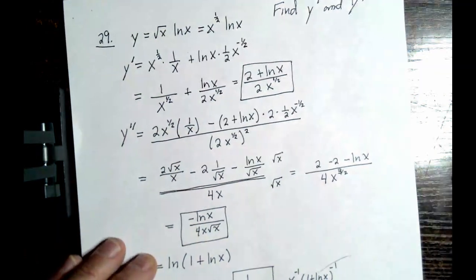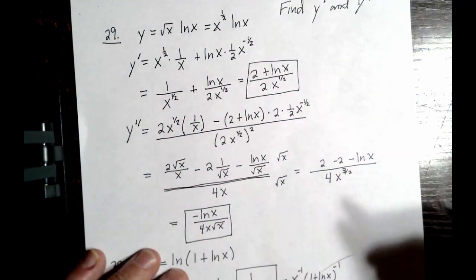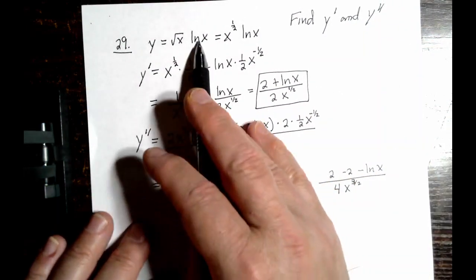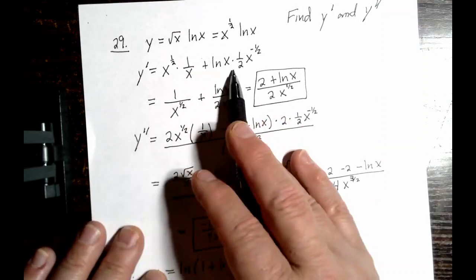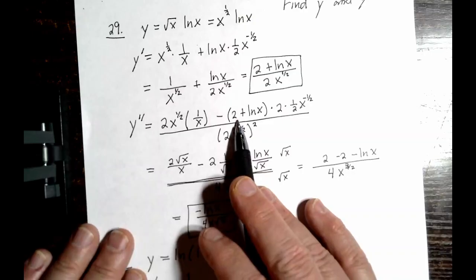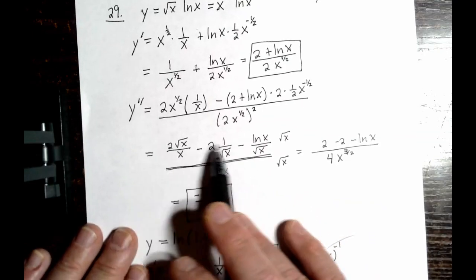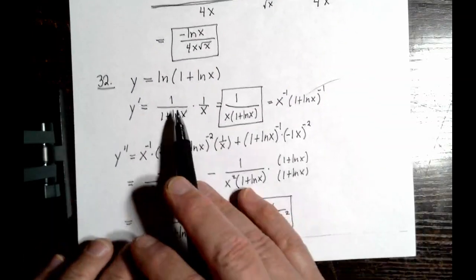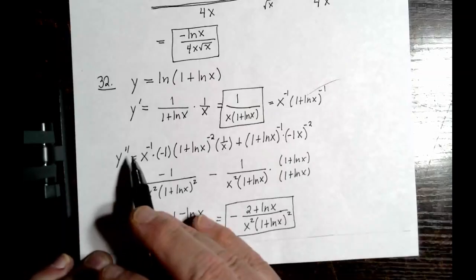The next type of question is 29 and 32, where they ask you to take the derivative twice. So you take the first derivative and you simplify it down, and then you take the derivative of that and you get y prime, y double prime. And the same thing here, you're just doing the derivative twice in order to find the second derivative. Nothing new there.